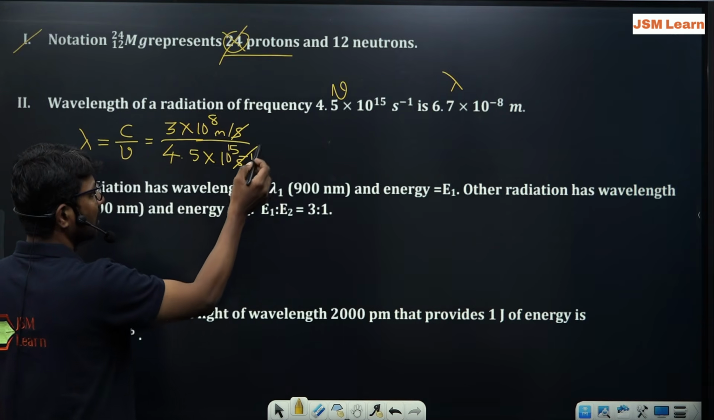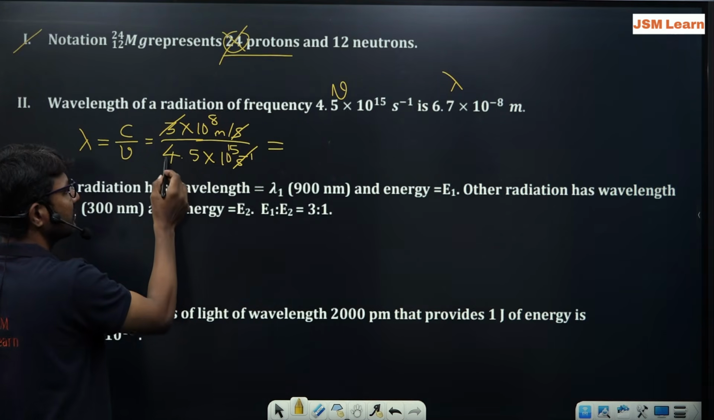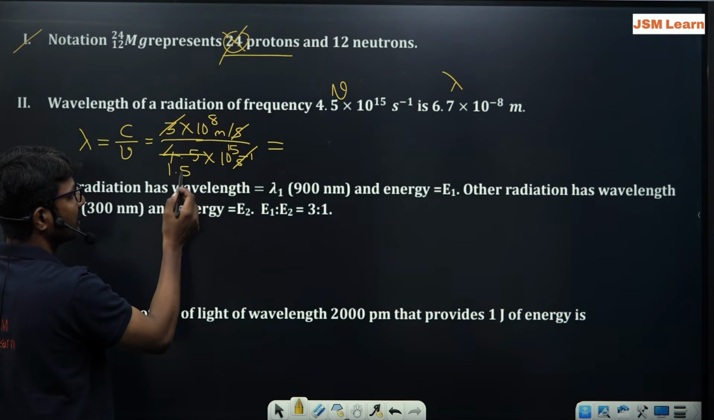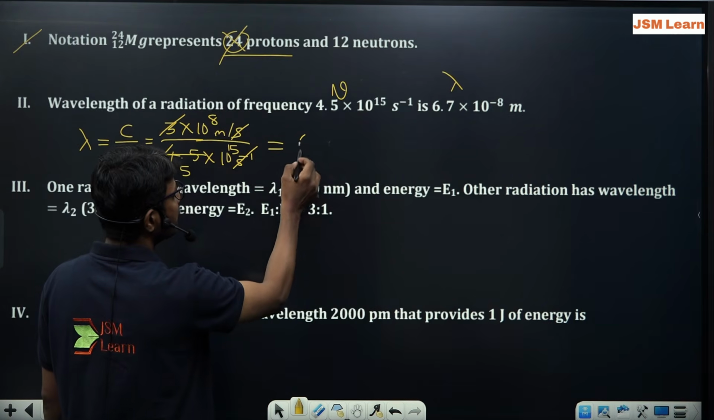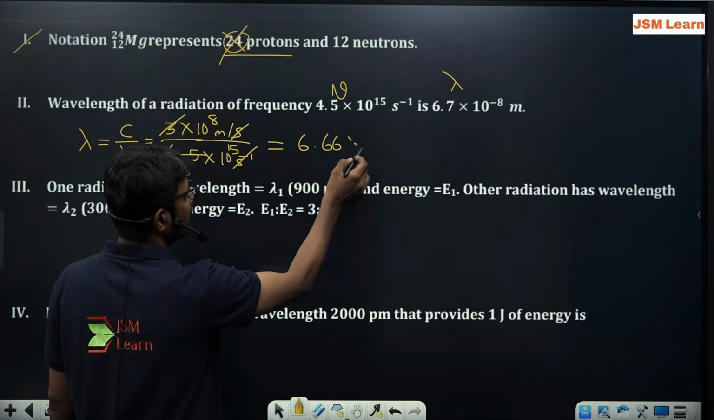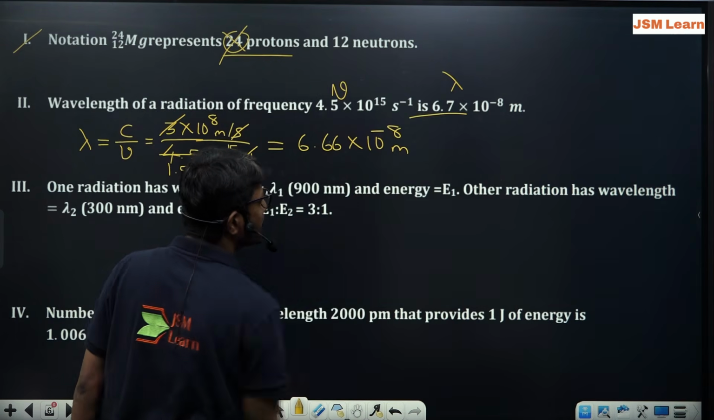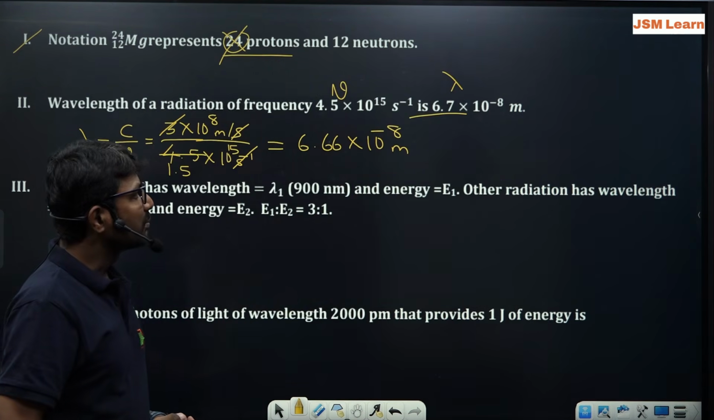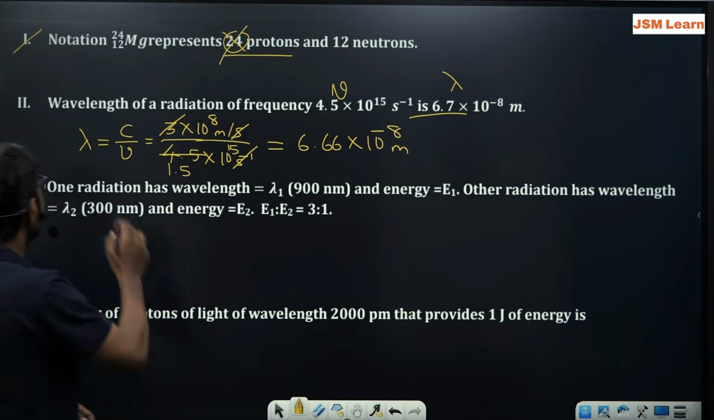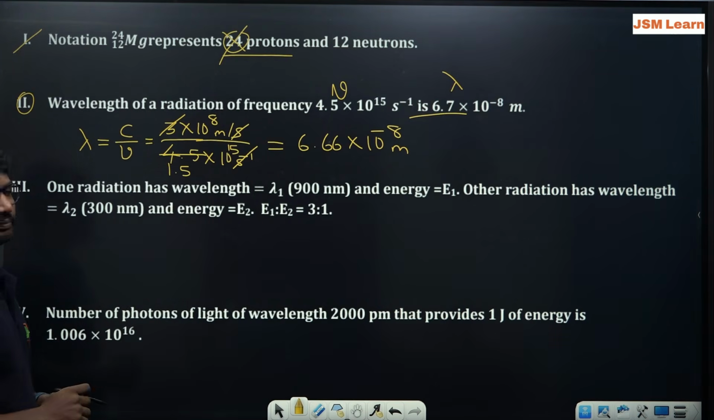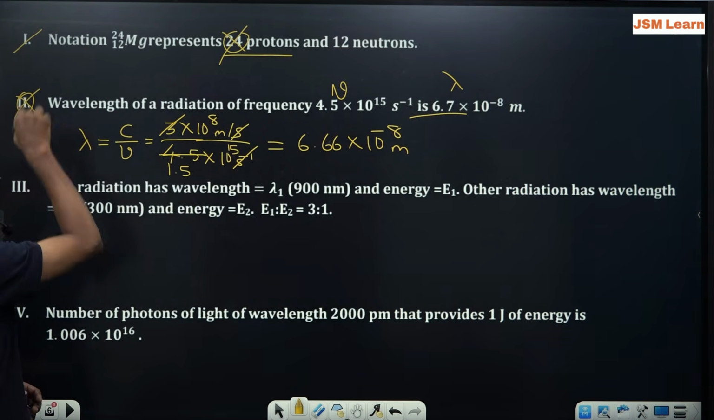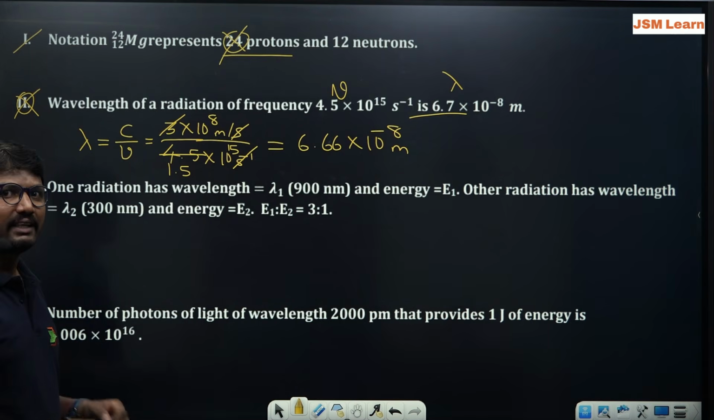So on simplification we'll get 3 over 1.5, and on simplification we'll get this value as 6.66 multiplied by 10 to the power of minus 8 meters. That means approximately it is equal to 6.7 multiplied by 10 power minus 8. That means the given statement is true. Here, according to the options, we have to identify the incorrect one only.